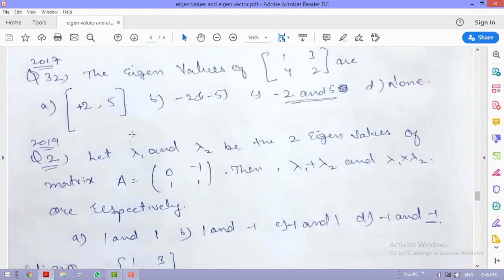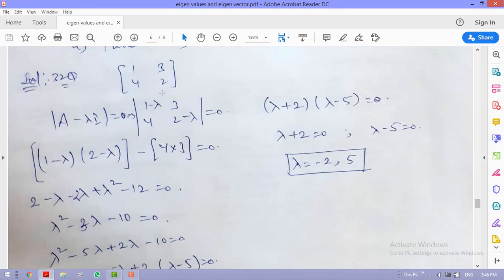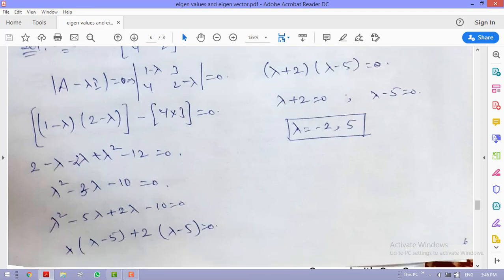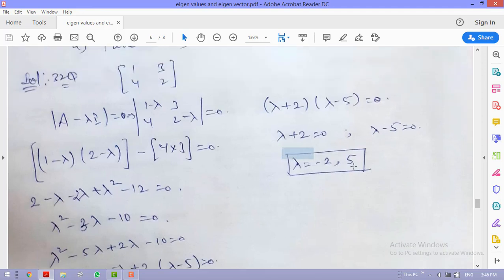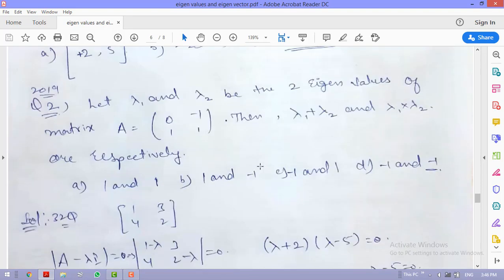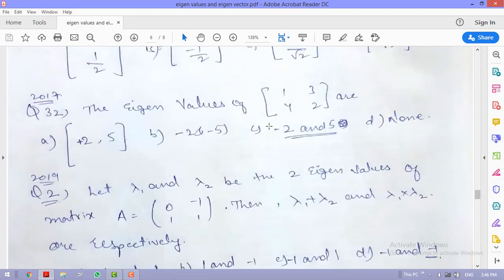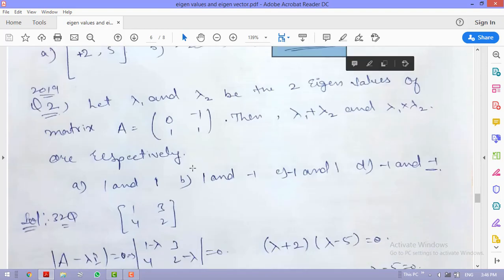Now let us see question number 32. The eigenvalues of 1 4 3 2 are. It is very simple logic. First we have to take the characteristic matrix as A minus lambda I, then write the characteristic equation as the determinant of A minus lambda I equal to 0. Then we have to solve that equation. After solving, I got lambda equal to minus 2, 5. So the answer is minus 2, 5.